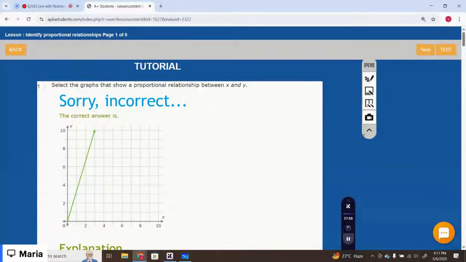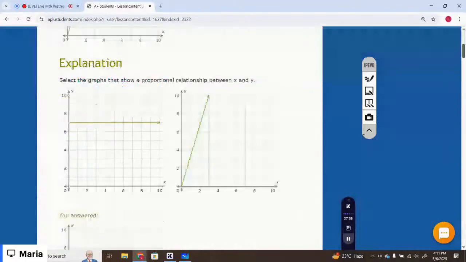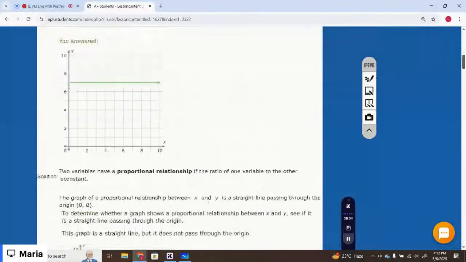Select the graph that shows the proportional relationship between x and y. So we are given two graphs, right? We need to see which graph shows the proportional relationship. So option number two is the correct option.